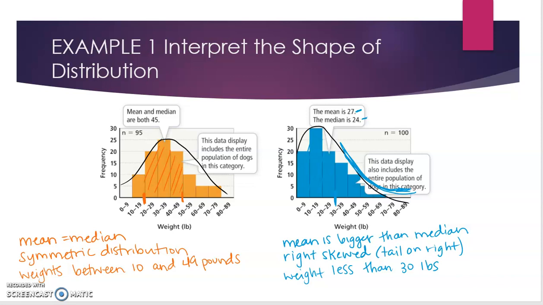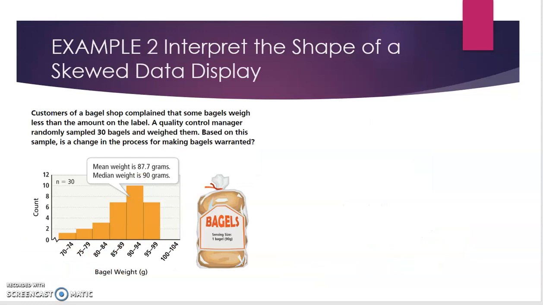So let's look at another example of a skewed histogram. Here it says customers of a bagel shop complain that some bagels weigh less than the amount on the label. The quality control manager randomly sampled 30 bagels and weighed them. Based on this sample, is a change in the process of making bagels warranted?